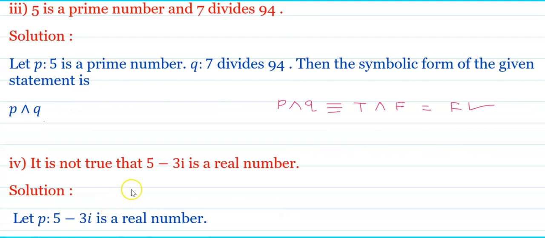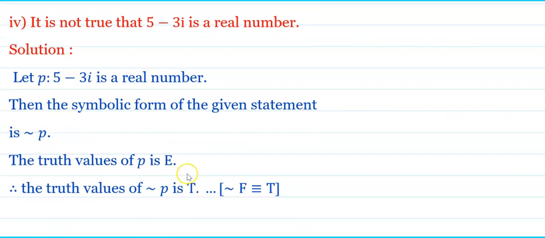Next, it is not true that 5 minus 3i is a real number. Okay, P: 5 minus 3i is a real number.